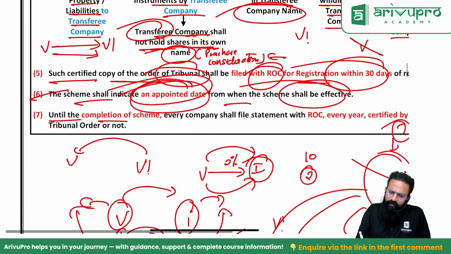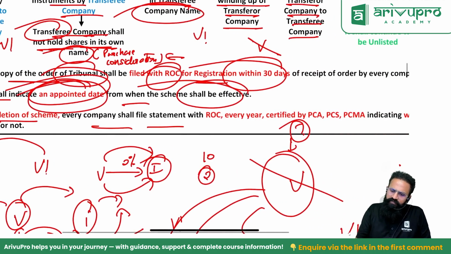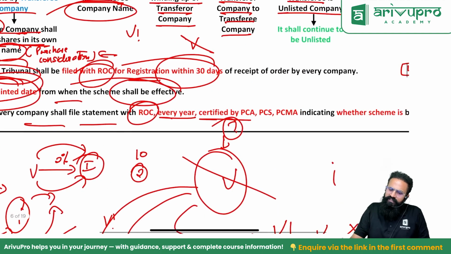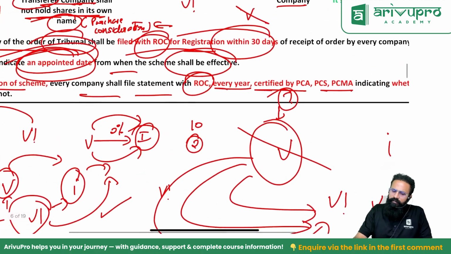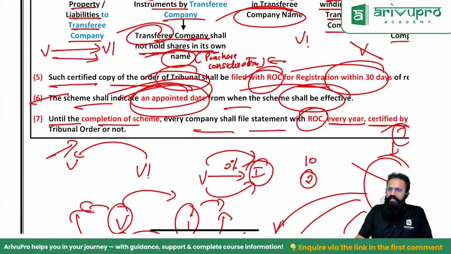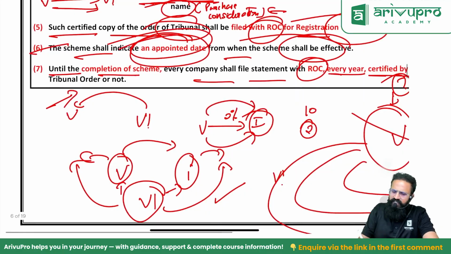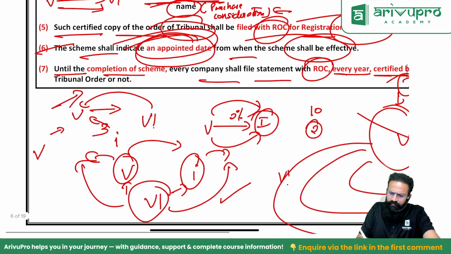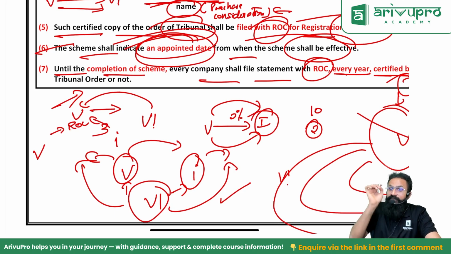The last one: until the completion of the scheme, every company shall file a statement with the ROC every year, certified by the practicing chartered accountant, CS or CMA, indicating whether the scheme is being complied with as per the tribunal's order or not. Meaning, sir, this merger is taking 3 years. Every year end, a form has to be filed with the ROC. Which company? Vodafone also has to file, Idea also has to file. It is filed every year.